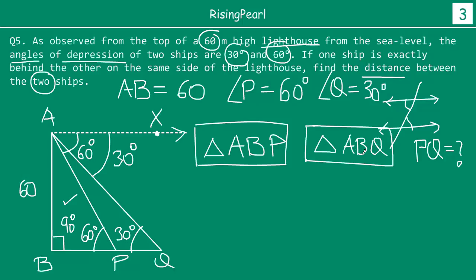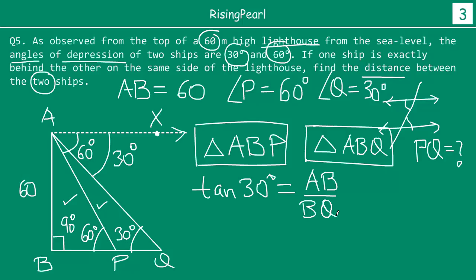Now we are focusing on ABQ, the bigger triangle, ABQ, that is this triangle, ABQ. So here we can say that tan 30 degrees, which is basically this angle, tan Q, is AB by BQ.